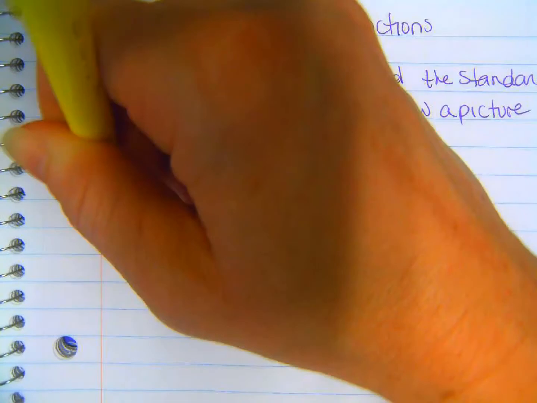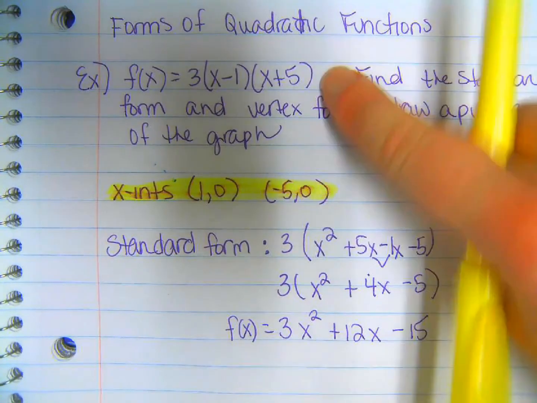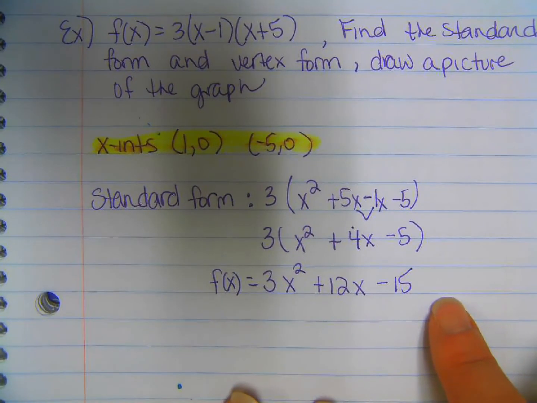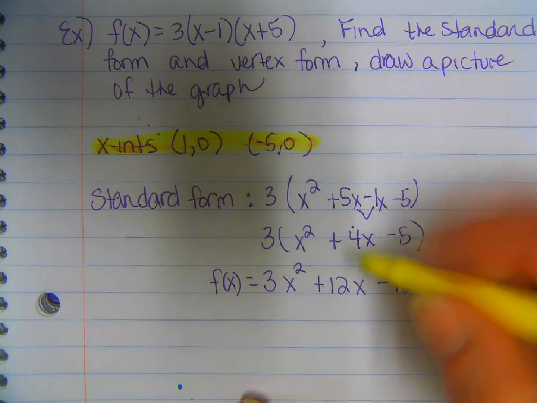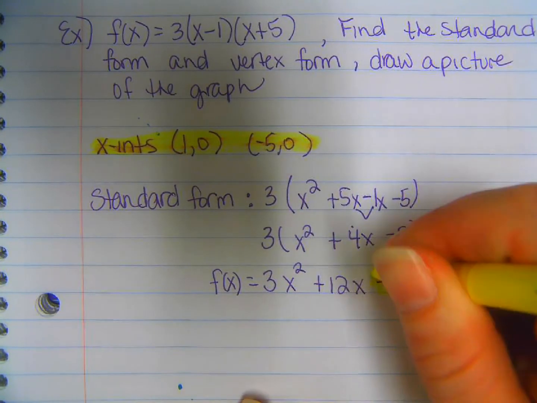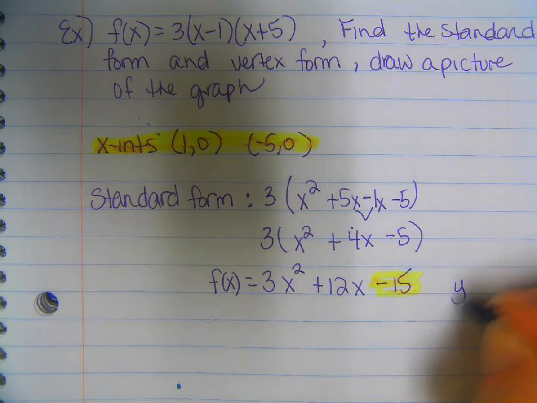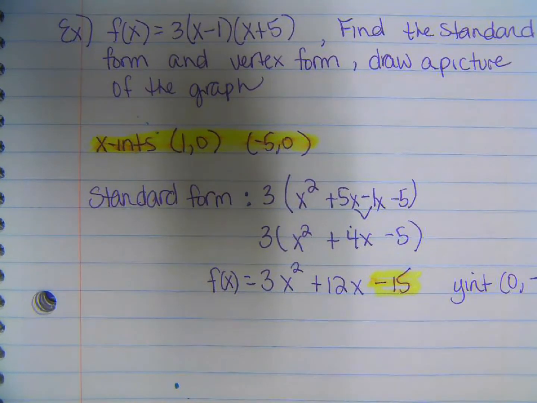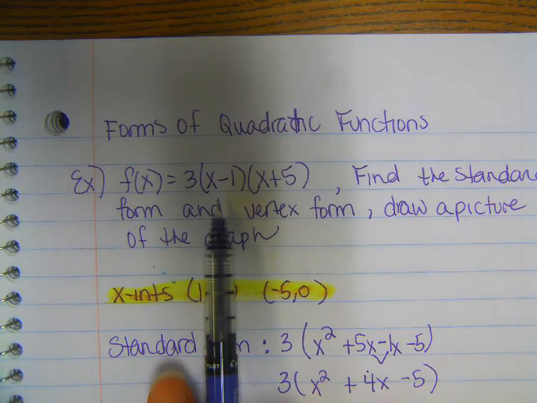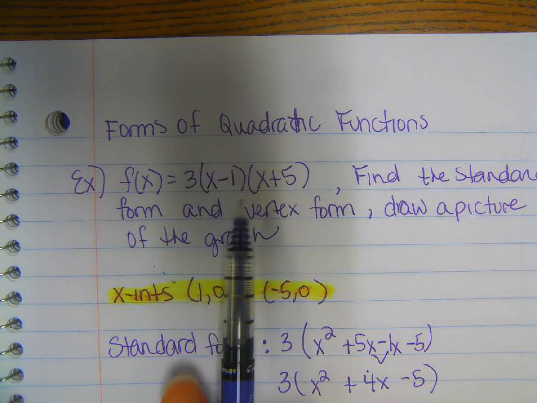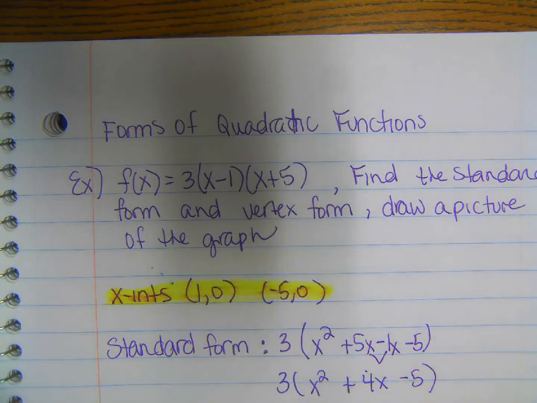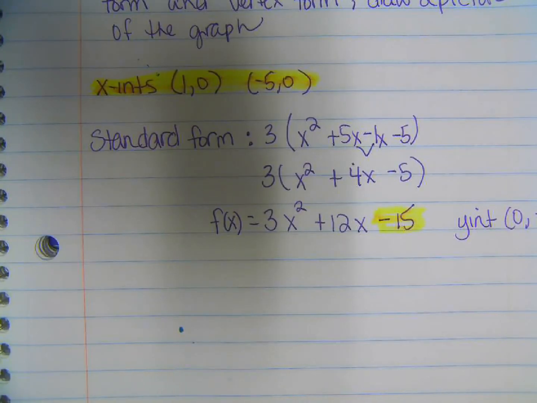So now I know the x-intercepts. Why? Because the factored form told me that. What does this tell me? Now what else do I know on the graph? The y-intercept. So in a second when I graph it, I'm going to know the y-intercept. The y-intercept is (0, -15). And by the way, guys, if you want to find the y-intercept up here, you could always plug 0 in for x. You would get 3 times negative 1 times 5, because the y-intercept is when x is 0.